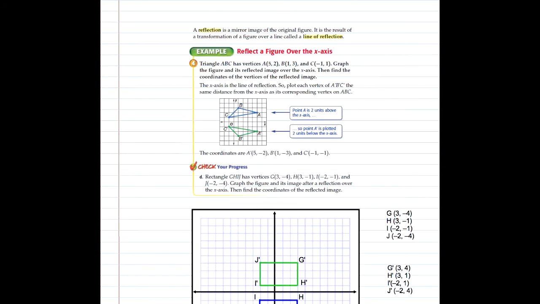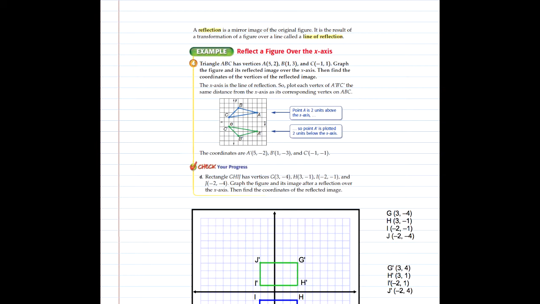A reflection is a mirror image of the original figure. It is the result of a transformation of a figure over a line called a line of reflection. Reflect a figure over the x-axis. That's my horizontal axis. Triangle ABC has vertices (5, 2), (1, 3), and (-1, 1).